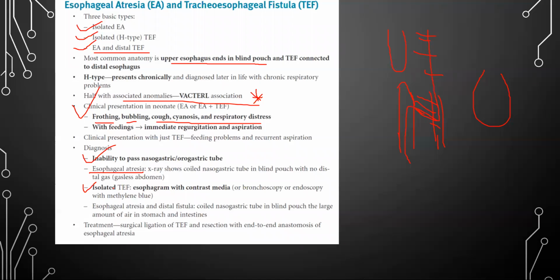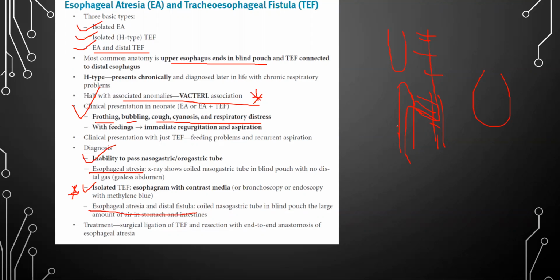If it's an isolated tracheoesophageal fistula, usually this is not very common because most of the time the fistula has some connection with esophageal atresia as well. But if we want to diagnose this, we have to do an esophagogram with contrast media. So usually this is not the case most of the time. So don't think about this one.